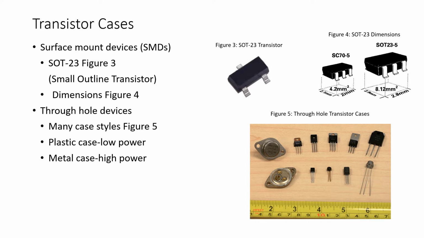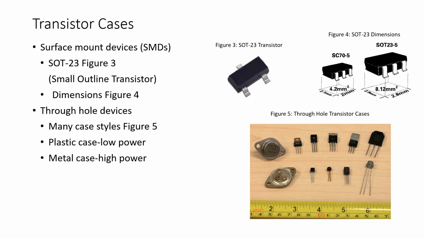Now, transistors come in different case styles, and they can come either in what is called a surface mount device, SMD, or a through-hole device. The difference is that the surface mount devices are soldered only to one side of a printed circuit board, whereas the through-hole devices actually solder through or into a hole that goes through the printed circuit board from one side to the other.